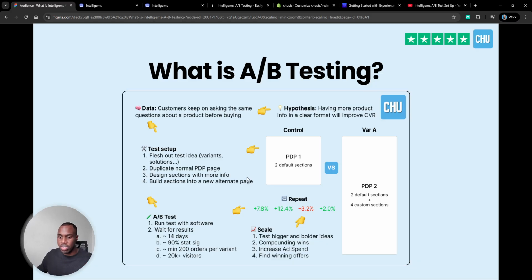And then from there, you set up the test and run the test with software and see what results the test comes back with, and see whether your data point here, or your hypothesis here, proved true or proved incorrect, and then you can optimize from there. And that is how you A/B test, put simply, hopefully. But yeah, there's a whole video going through more of that.